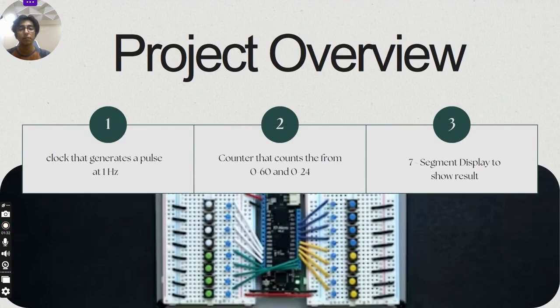First of all, we used a 555 timer IC that generated a pulse at 1 Hz, and then the counter started counting from 0 to 60 seconds, and then from 0 to 60 minutes, and then from 0 to 24 hours. So this clock was a 24-hour format clock, and the result was displayed on the 7-segment display.